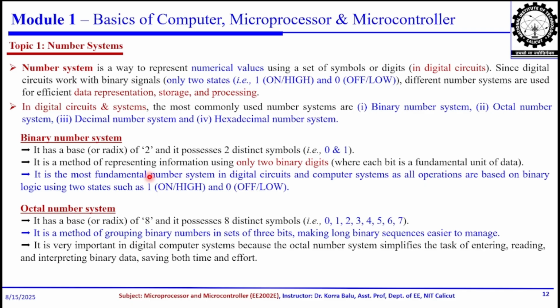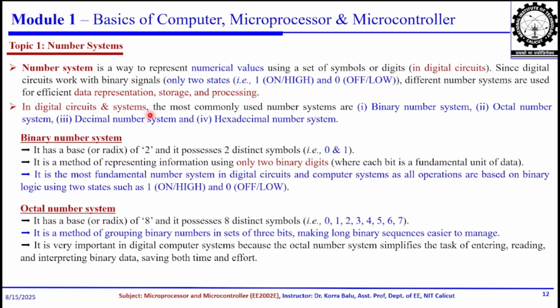Now we will start with the basic definition of number systems. So what is a number system? A number system is a way to represent numerical values using a set of symbols or digits in digital circuits. Since digital circuits work with binary signals, only two states, that is 0 and 1. 1 indicates on or high and 0 indicates off or low. Different number systems are used for data representation, storage and processing.